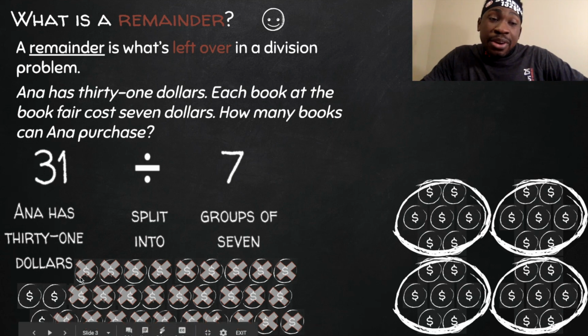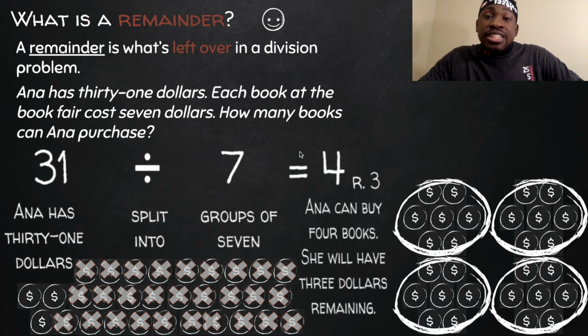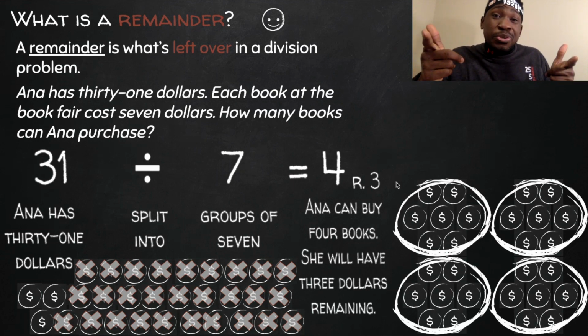But now you'll see I only have $3 remaining. And so I don't have enough to buy another book. So Anna's $31 split into groups of 7. That means that she can buy 4 books, but she's still going to have $3 remaining. That's my remainder. That's how much I have left over, or Anna, anyways. So 31 divided by 7 is 4 with a remainder of 3. That's what that means, all right? Sweet. There's your introduction of division.